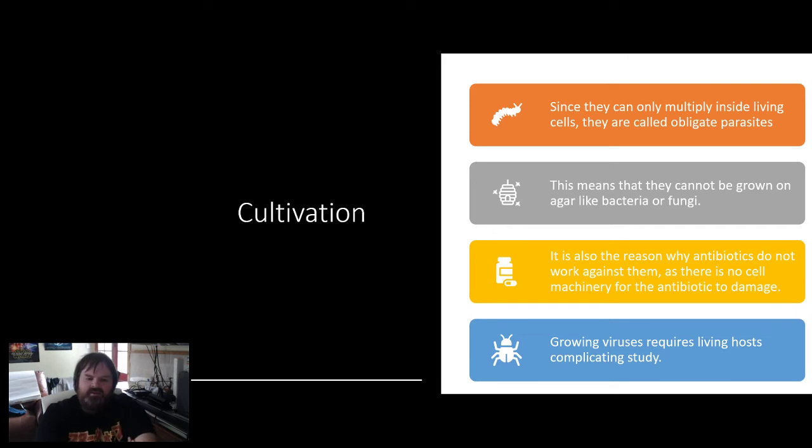If we wanted to cultivate viruses for study, we have some challenges. Because they can only multiply inside living cells, they're called obligate parasites. If I want to cultivate bacteria or fungi in a lab, I can just pop out agar plates and inoculate onto them, and I can cultivate my bacteria or fungi there. I can take a sample, I can isolate it, I can study it, I can work with it. It's fairly straightforward.